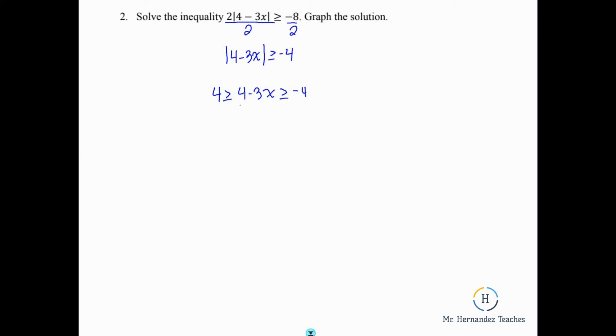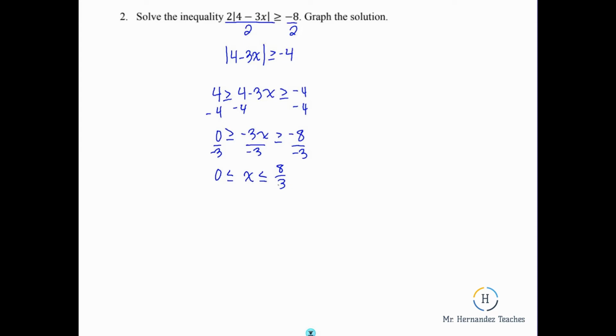So we'll subtract 4. And we're going to get 0 equal to negative 3x. Sorry, not equal to. What is it? Greater than or equal to, which is greater than or equal to negative 8. And then we're going to get negative 3x. So divide everything by negative 3. And remember, when you divide by a negative when it comes to inequalities, you're going to flip that sign. So 0 is less than or equal to x, which is less than or equal to positive 8/3.